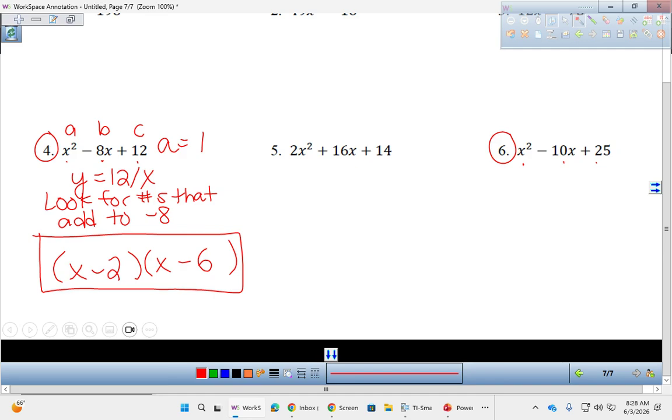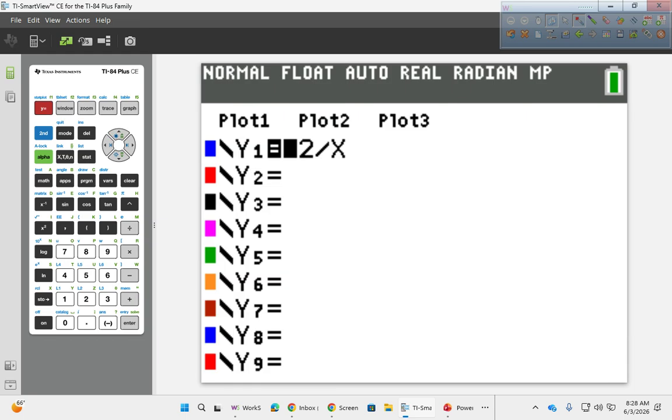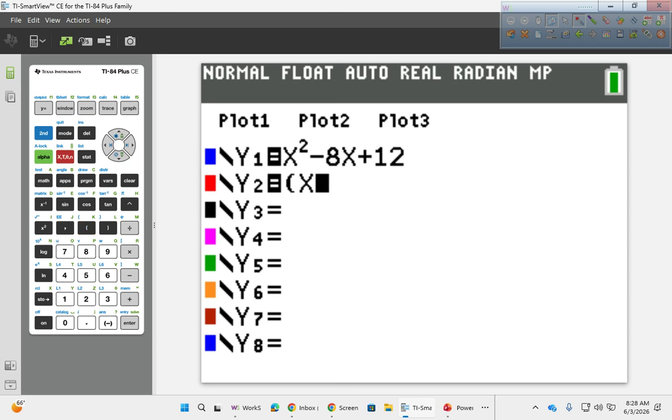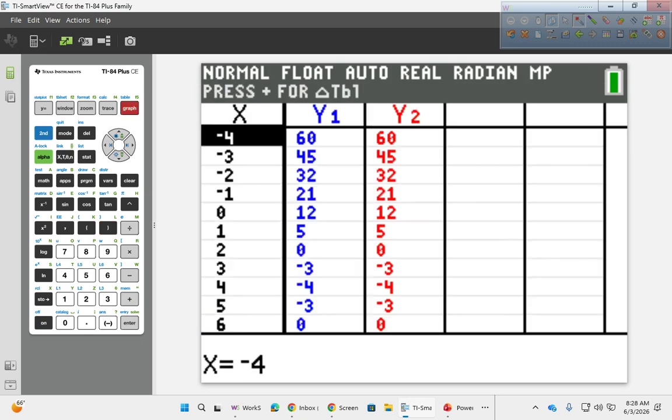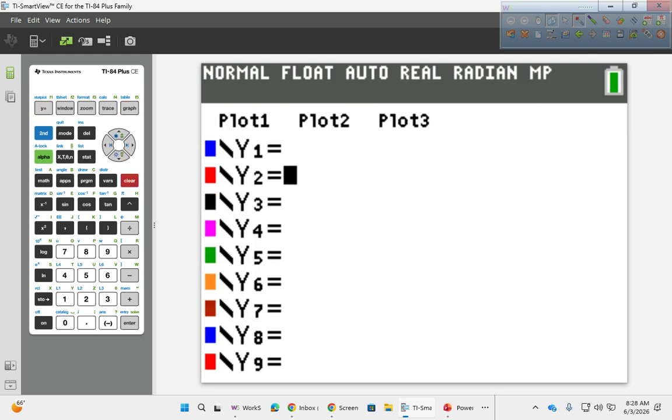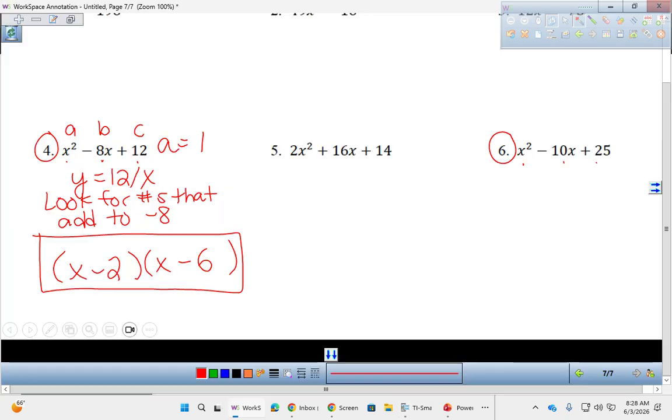We can check it. X squared minus 8x plus 12. X minus 2, x minus 6. You can really check your answers for everything from this unit using that y1, y2 tool in the calculator. All right, we said that number 6 was A equals 1 as well, all right?